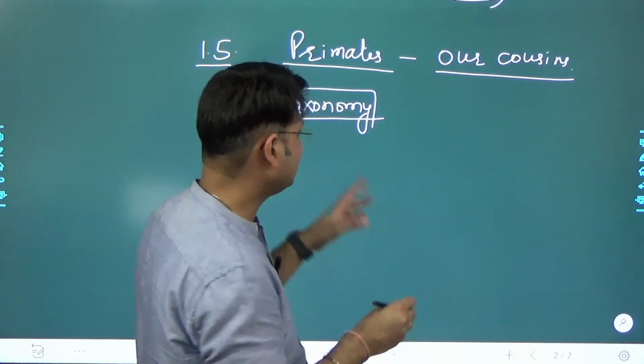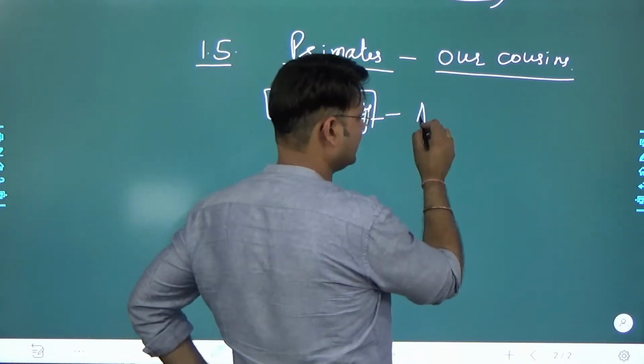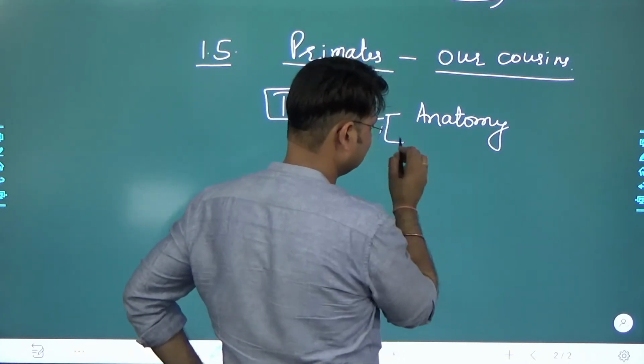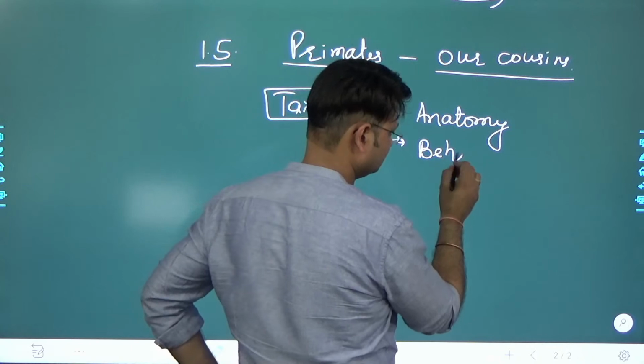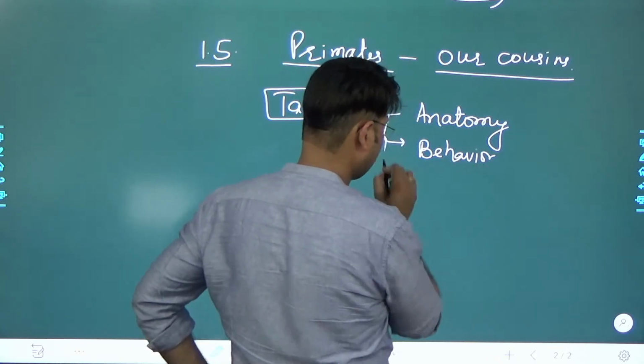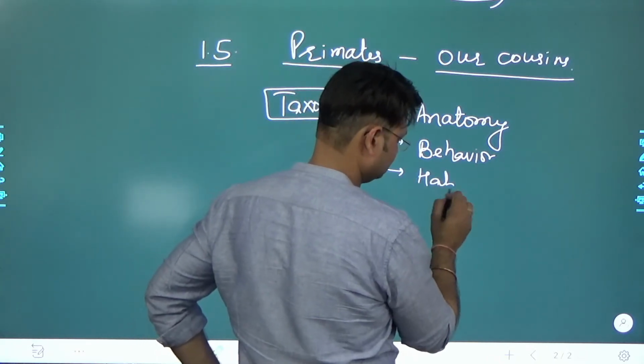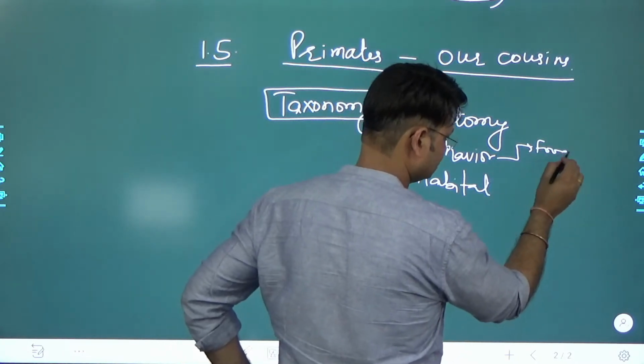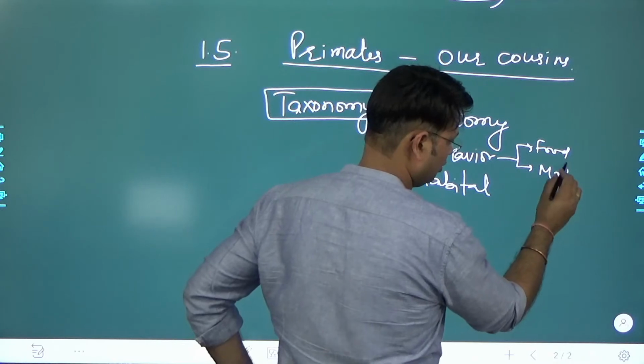So by understanding them, we will try to understand their anatomy, right? We will try to understand their behavior, right? Their habitat, right? Behavior, food, what they eat, how they mate, all these things.